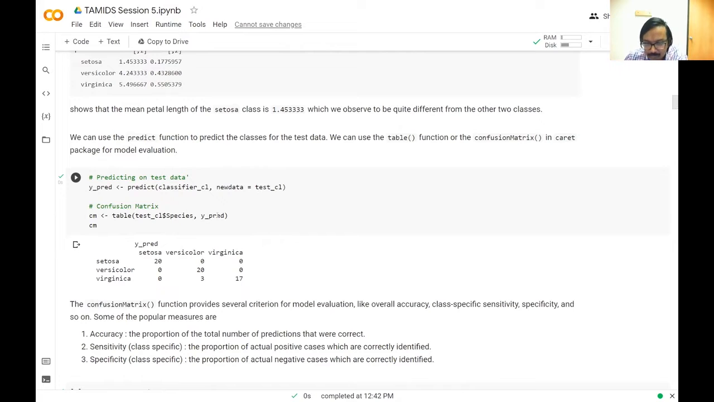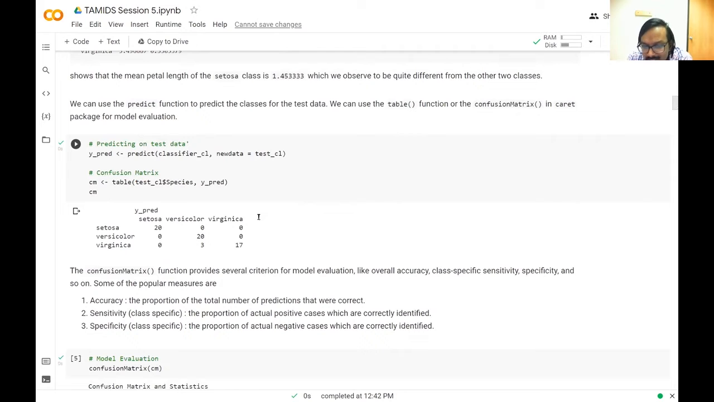On this test data, we can use the table function to compare the actual values with the predicted values. Overall, there are 60 observations in the test data. And we notice that all the 20 setosas were correctly predicted. There are 20 versicolors that were correctly predicted, and there are 17 virginicas that were correctly predicted. But 3 of the virginicas were predicted to be versicolors. The rows correspond to the true class. So these three belong to the true class virginica, but they were predicted to be versicolor.